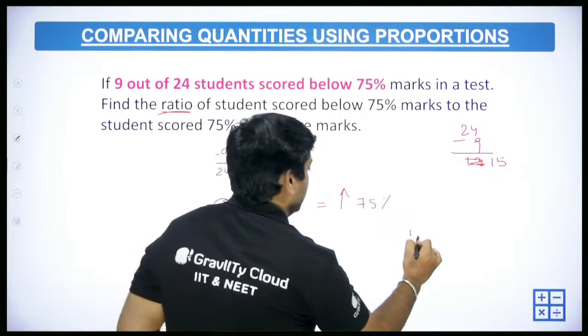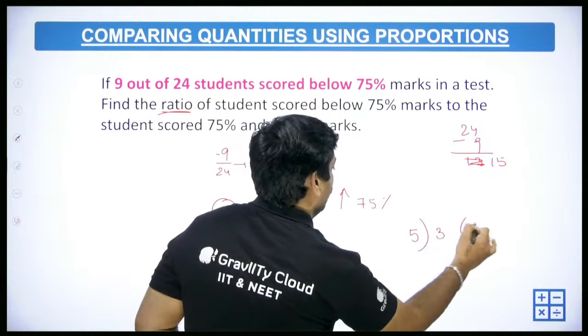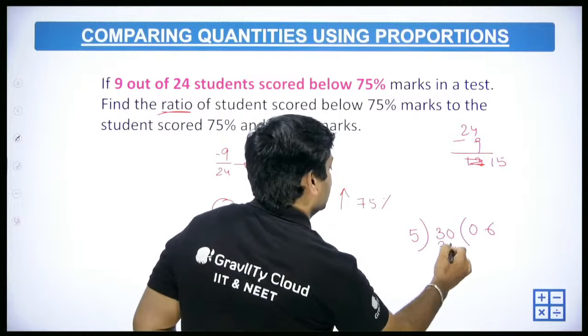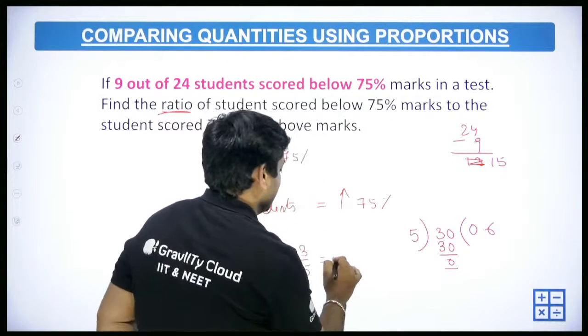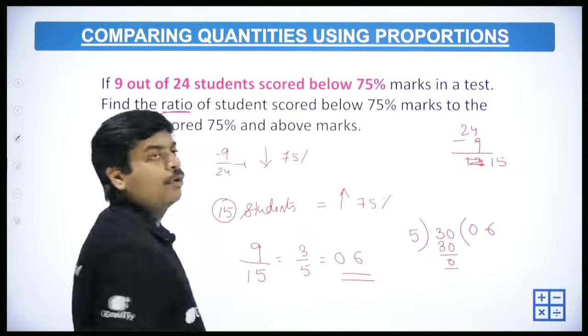So let's try to divide 3 by 5. 5 sixes are 30, which gives 0. So it is 0.6. Which is 0.6. Understand?